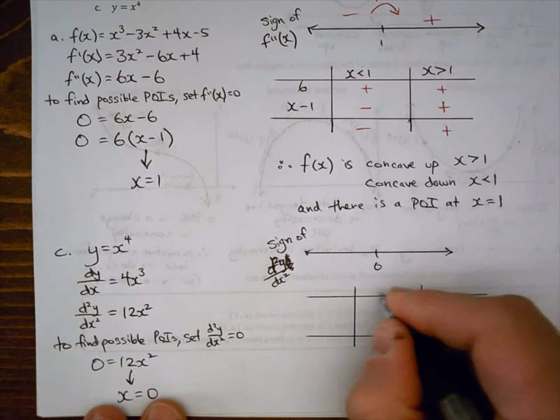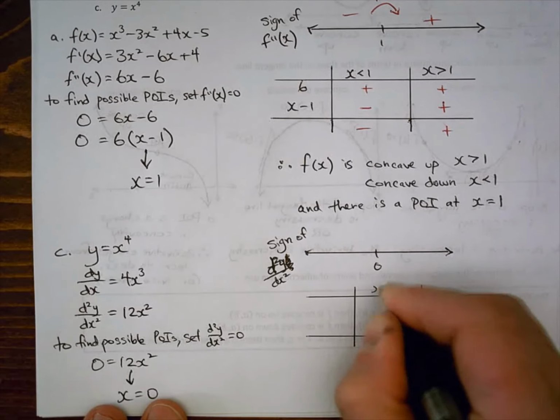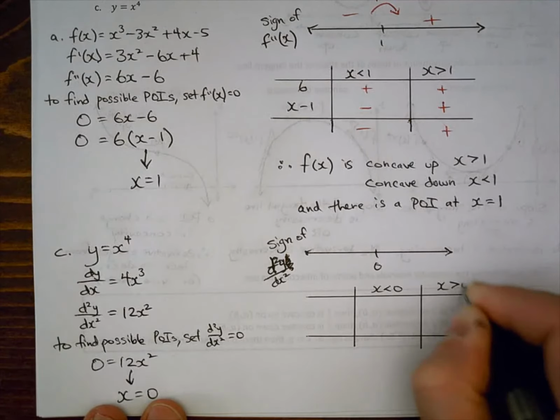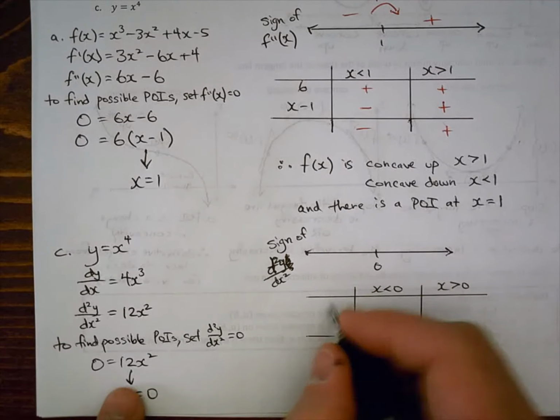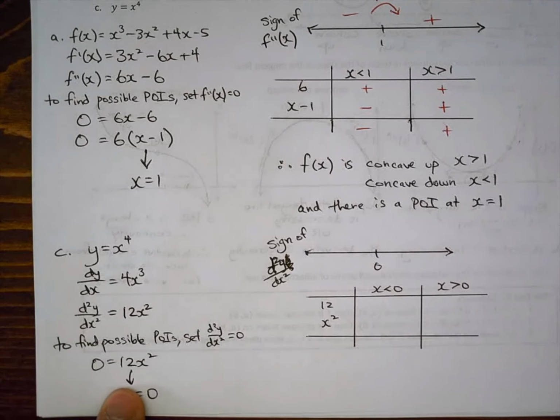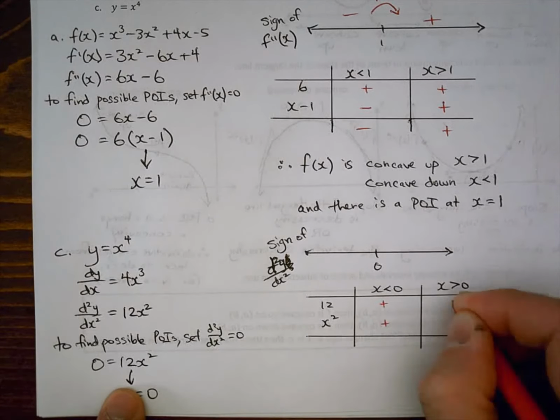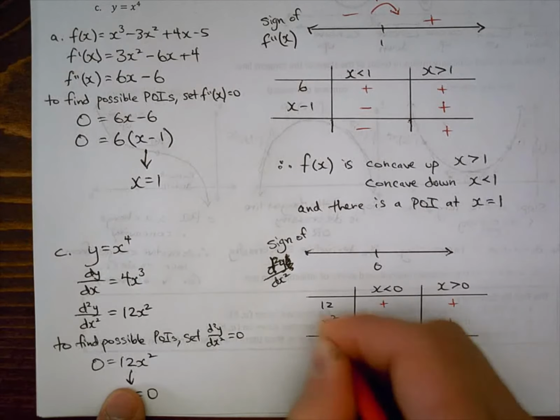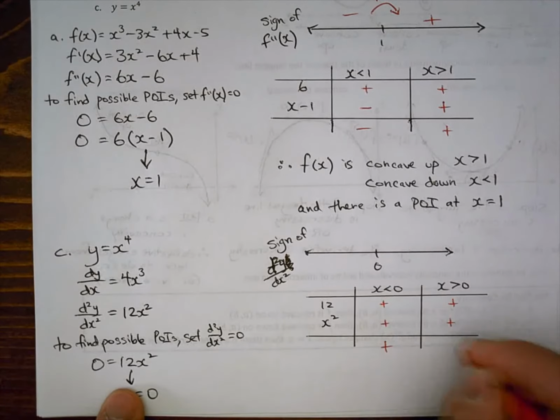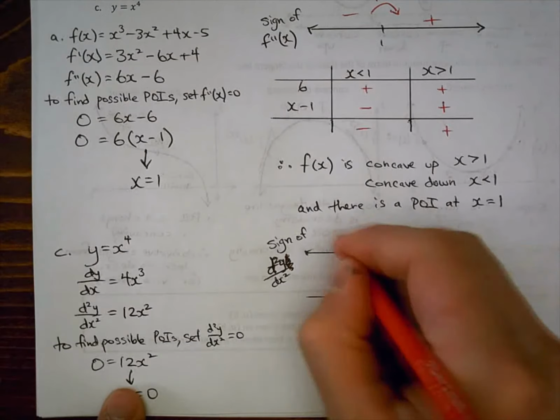So I have here x is less than 0, x is greater than 0. My factors were 12 and x squared. No matter what number I put, I'm always going to get positive, right? 12 is always positive. X squared, something squared, is always positive. This is always positive. So this is positive, positive.